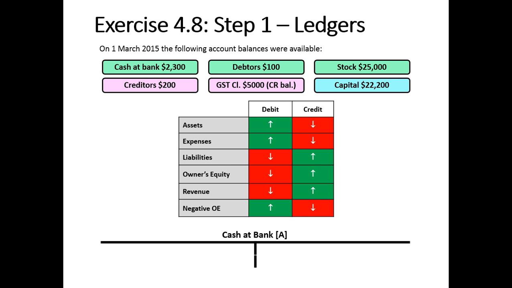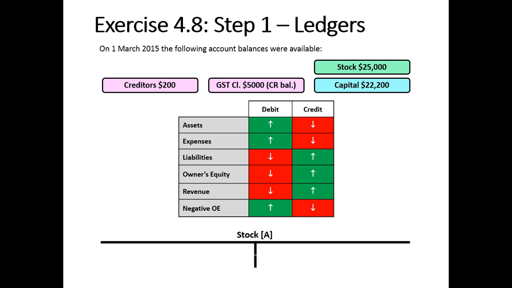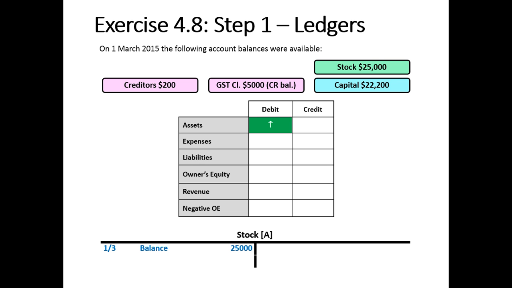So following our rules of debits and credits, we're going to enter those, and cash at bank is a debit balance. So we write the first day of the month, the 1st of March, the word balance, and $2,300. We'll do the same for debtors and for stock, and that completes all our debit balances for the assets.